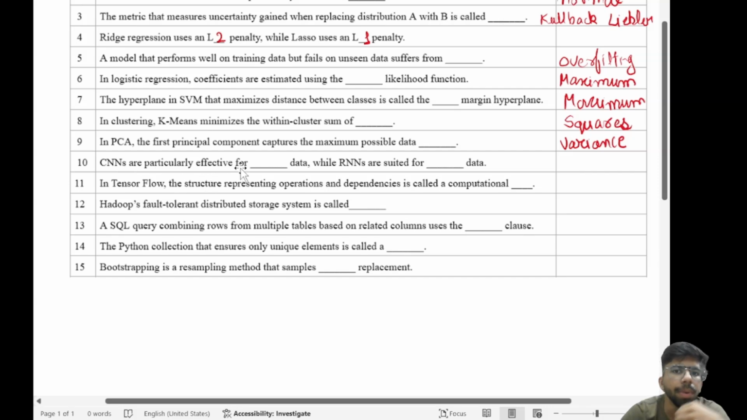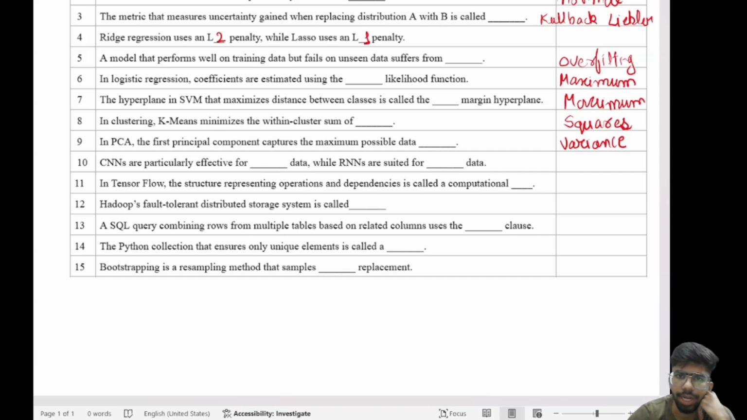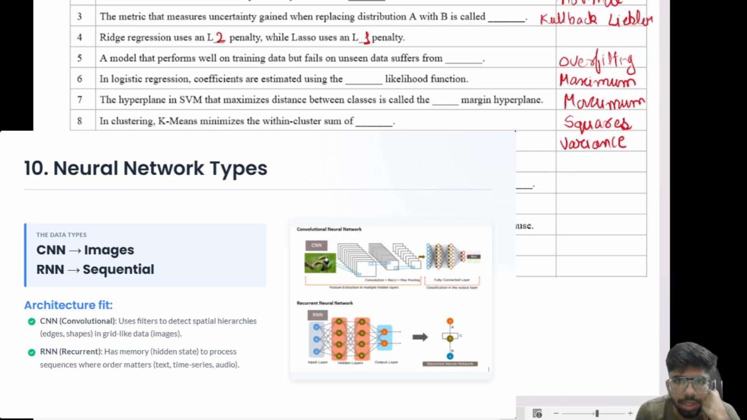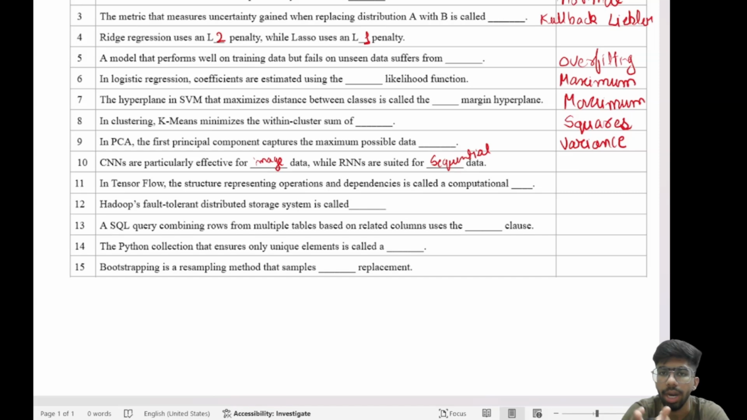CNNs are particularly effective for image data, while RNNs are suited for sequential data, or text. CNN stands for convolutional neural network. These are designed for spatial data like images, videos, grids. They capture local patterns using filters. RNNs are designed for sequence-based data such as text, speech, time series, and sensor data. They maintain memory of previous inputs through hidden states.